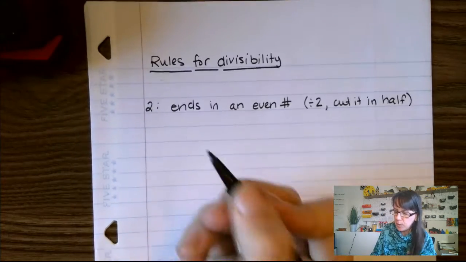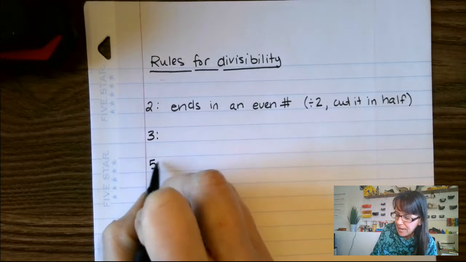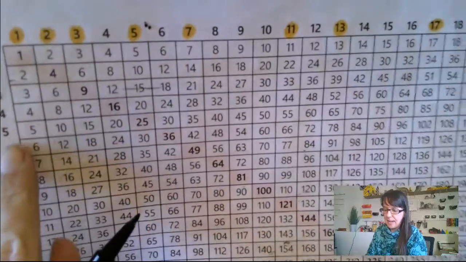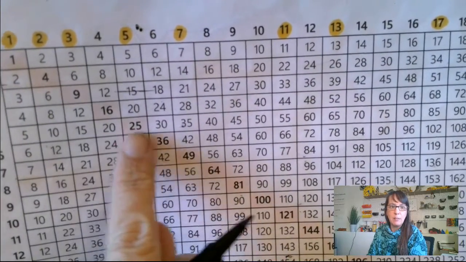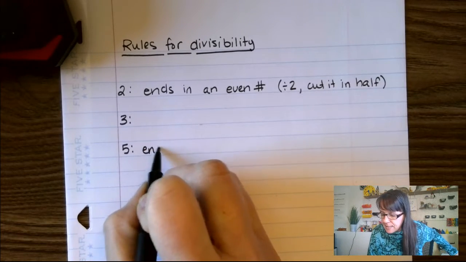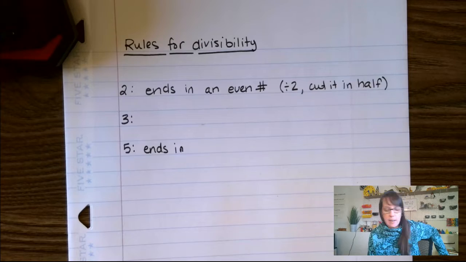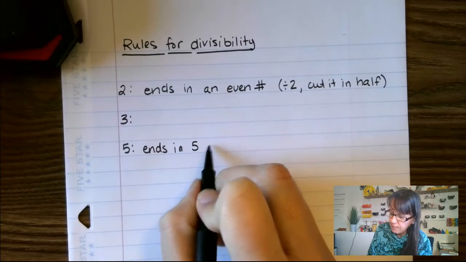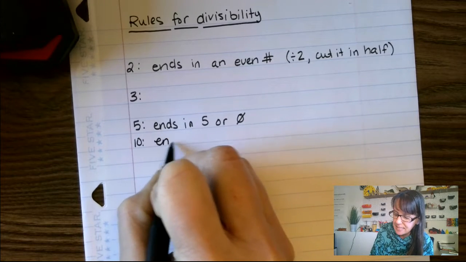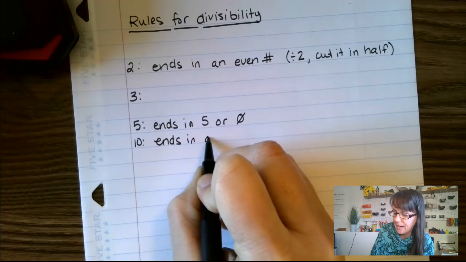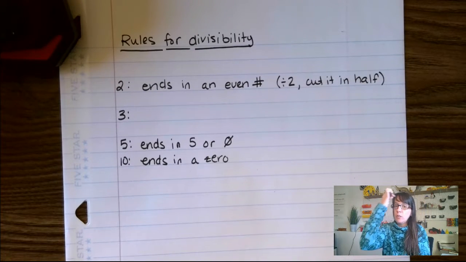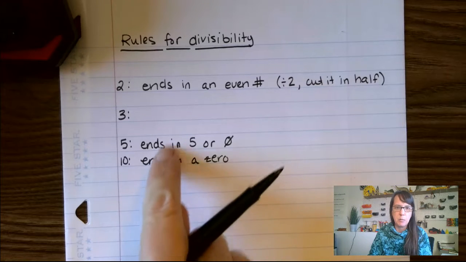Okay, number 3, we're going to come back to. Here's how we know something is divisible by 5. If it ends in a 5 or a 0, 5, 0, 5, 0, bam, nice. The other one you'll want to know is 10. If it ends in a 0, that's 10. That's going to be kind of helpful with that 5 one.